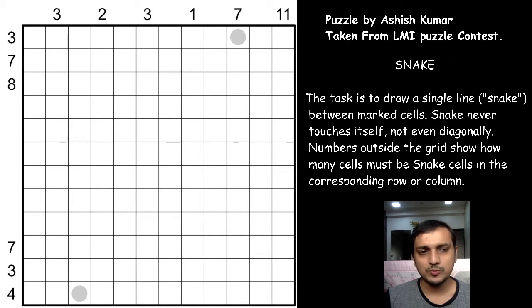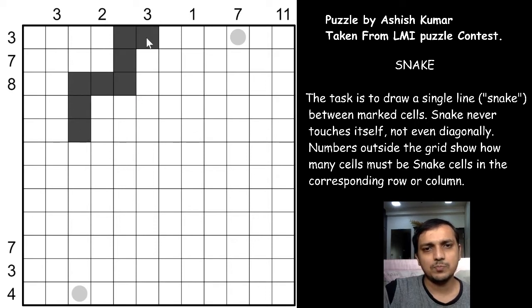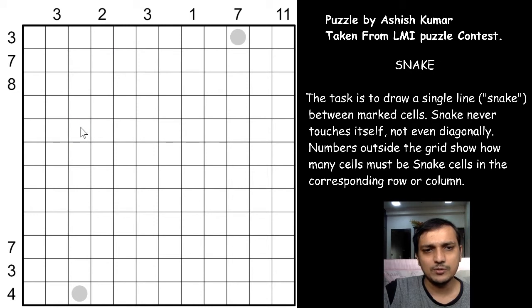Coming on to this puzzle, this is one of the puzzles taken from one of the contests I authored on LMI, and it is one of the high pointers in that contest. The rules are as follows. You have to shade some white cells black in order to form a snake. A snake is a path that starts from one point and ends at one point. Both the points are given, and the snake can only be one cell wide.